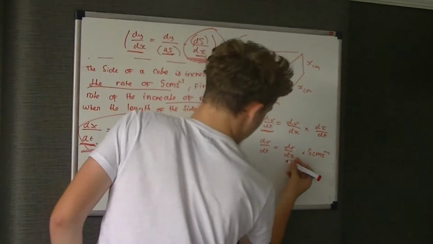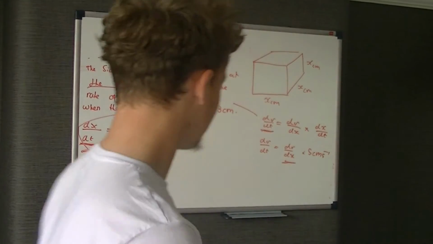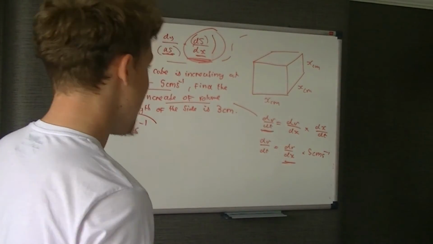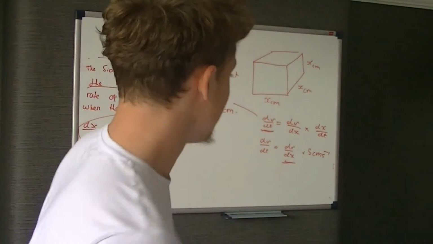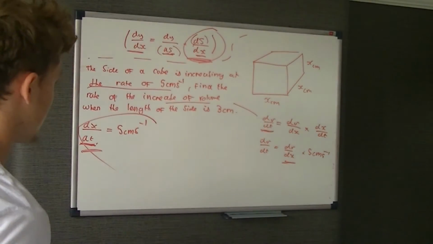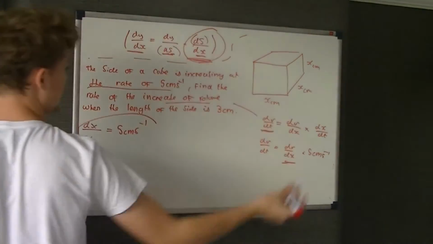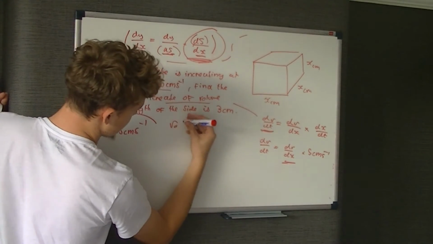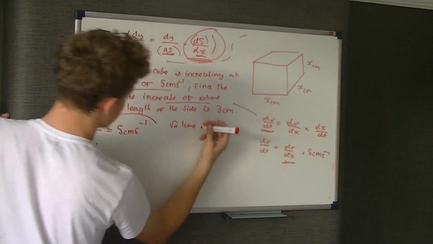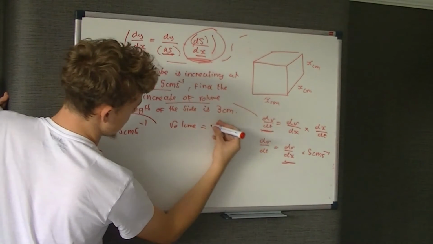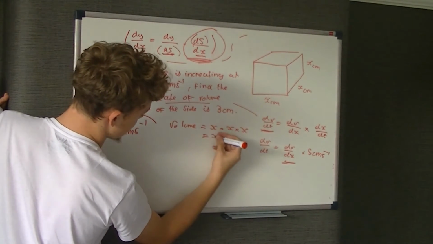The only thing we don't know is this dV by dx. Now what does dV by dx actually mean? Well, it actually means differential of the volume with respect to x. Now, we don't know the volume. We could work it out, but we don't know these x's. But we're going to put the volume formula in anyway. So the volume is the length times the width times the height. And as they're all the same, because this is a cube, the volume equals x times x times x, which of course is x cubed.